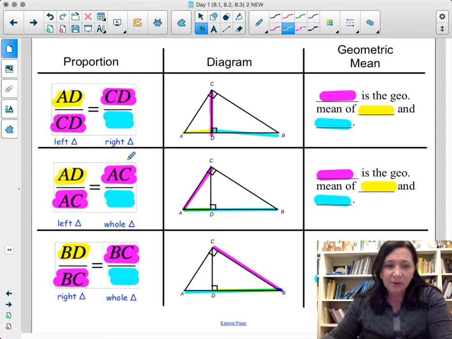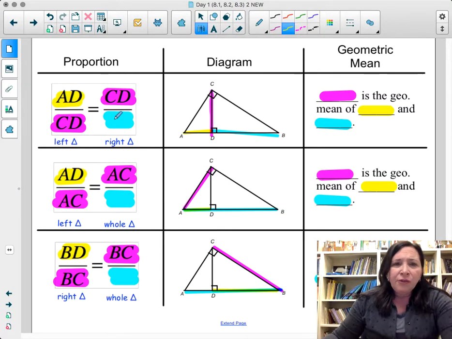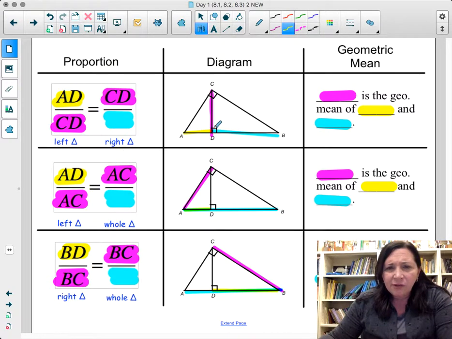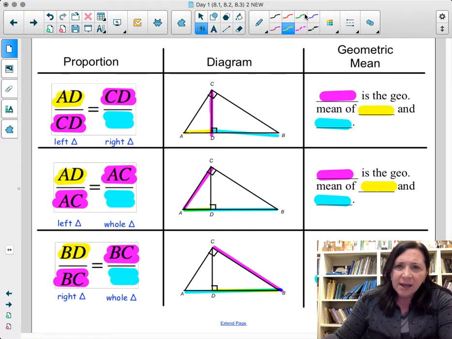So let me show you what this does. For this one, if we did small leg, you're looking at AD is to CD as CD is to this value right here, and that value right here is going to be BD.